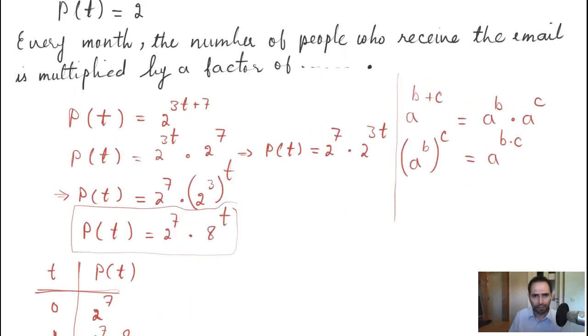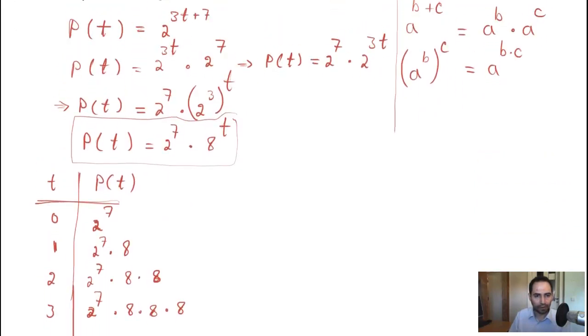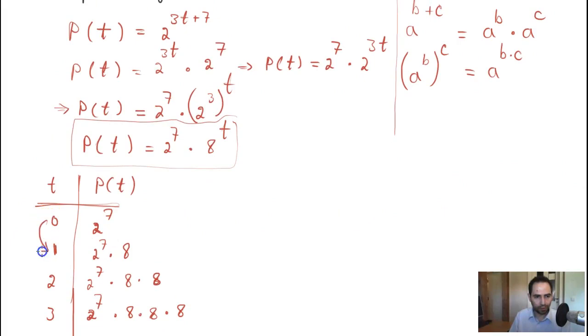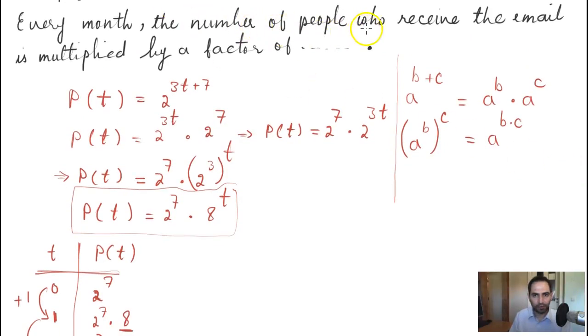And so every month, meaning after 1 month, 1 factor of 8 is multiplied here. After another month, another factor of 8 is multiplied here. After another month, another factor of 8 is multiplied here. And so every month, the number of people who receive the email is multiplied by a factor of 8. And that's basically the answer to the solution here.